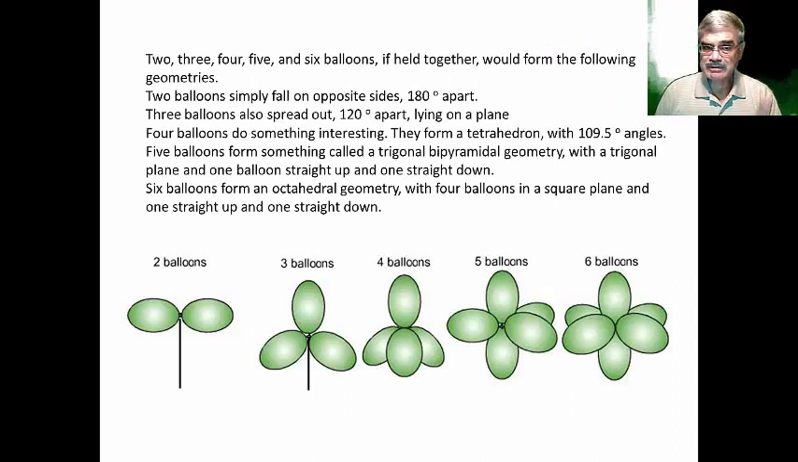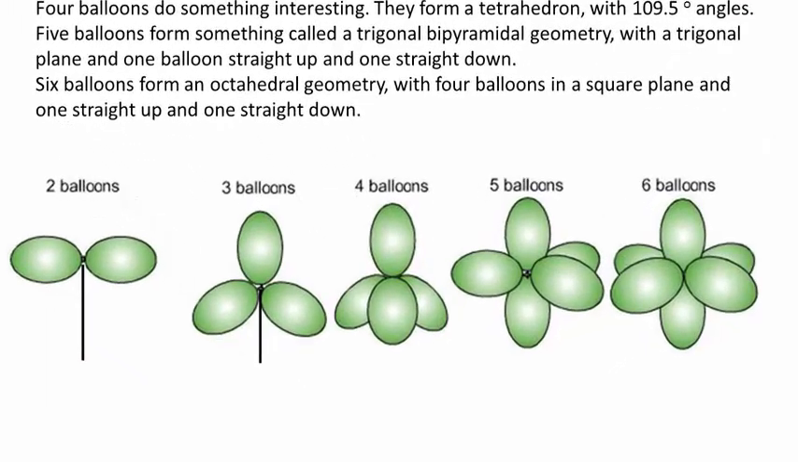Shown in this slide is what happens as we go from 2 to 3 to 4 to 5 to 6 balloons on a stick or pairs of electrons around the central atom. With 2 balloons, or 2 pairs of electrons, they will be on opposite sides of the stick or the central atom, 180 degrees apart. We'll see a little later that this will translate to a linear molecule. If you have 3 balloons, or 3 of these pairs of electrons, they spread out with a 120-degree angle in between. All 3 balloons, or pairs of electrons, lie on a plane.